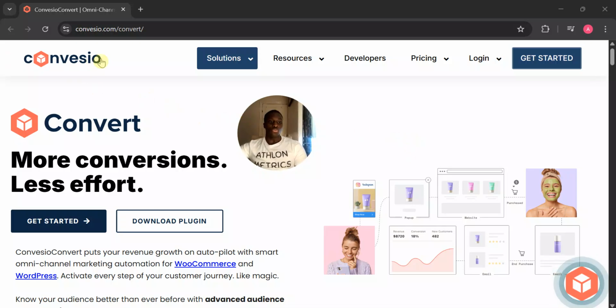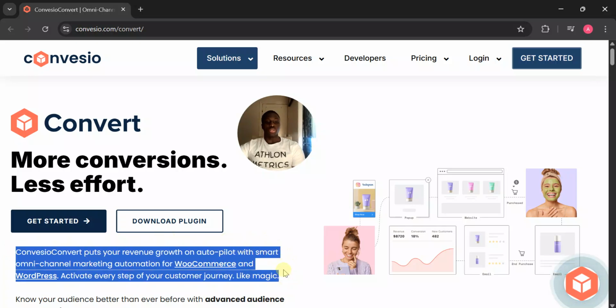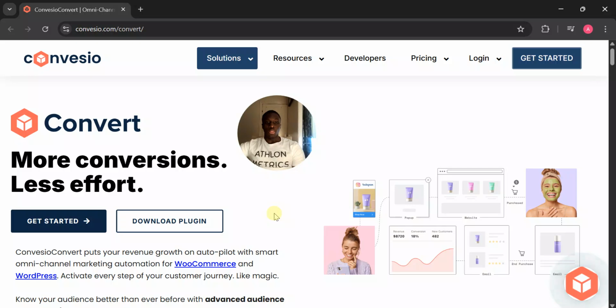Today, we're going to be talking about ConvesioConvert, which is basically software that allows you to do omni-channel marketing automation, specifically for WooCommerce and WordPress. Okay, so it's a very specific type of tool, and straight away we can see that the headline is very clear. They state here they get more conversions with less effort, but it's more properly explained in the subheadline right here. Okay, so there's no confusion in the customers' minds about what this software does.